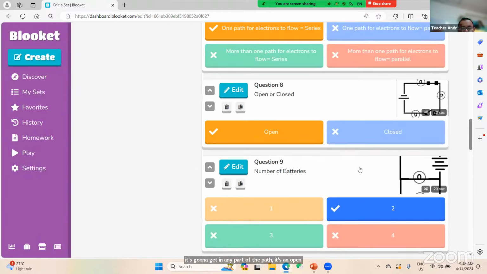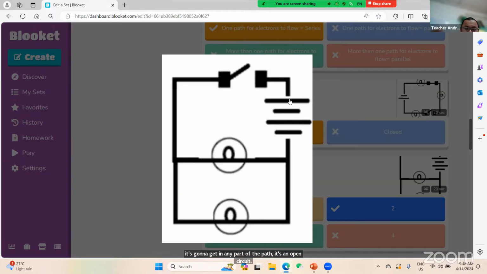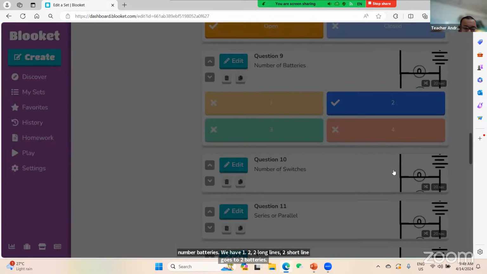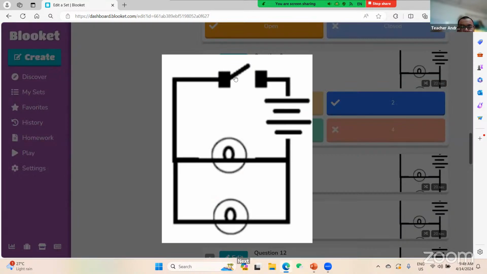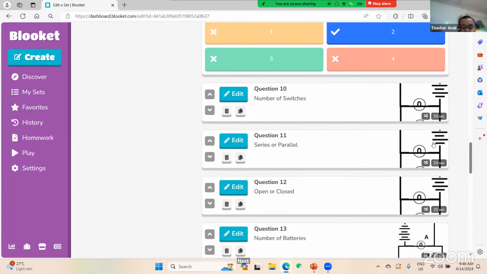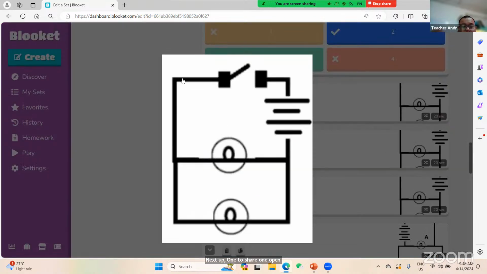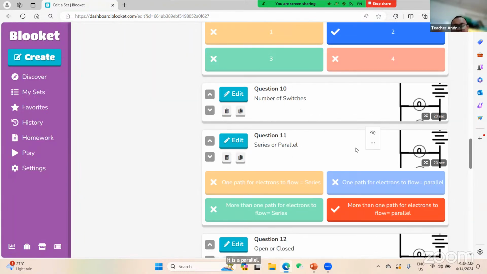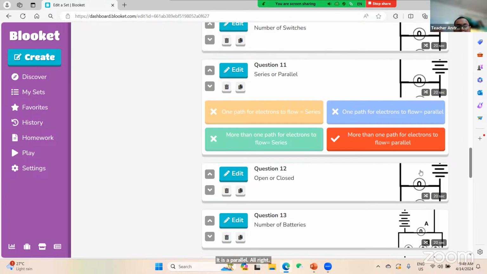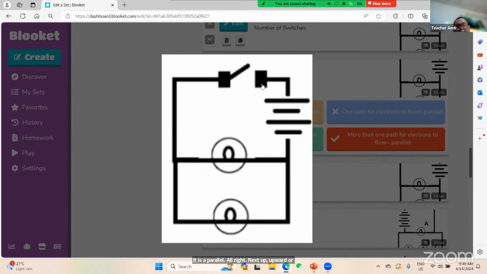All right. Number of batteries, we have two long lines and two short lines, which equals two batteries. Next up, number of switches, one switch here, one open switch. Series or parallel? There are two paths. I mentioned earlier in the lesson, if there's a rectangle and one line cuts in between, it is parallel. Next up, open or closed? The switch is open, so it's open.